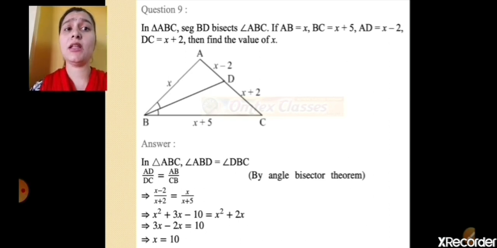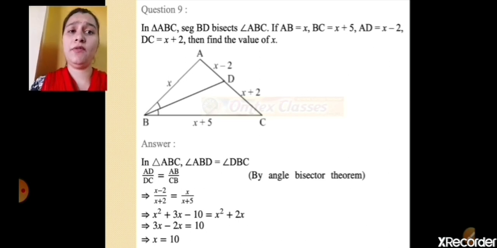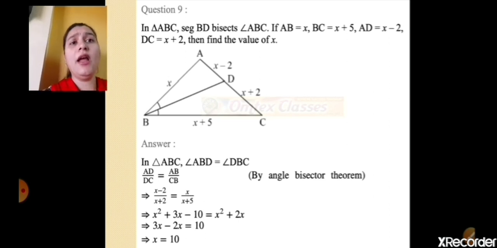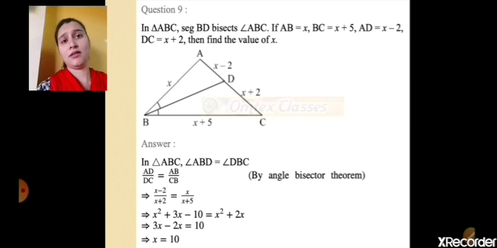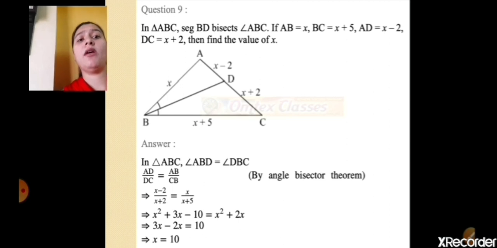You can see the values given are in binomial form. x, x minus 2, x plus 2, x plus 5. So let me go through with the question. Here again it is given as in triangle ABC, segment BD bisects angle ABC. So again when it is a bisect, it means angle ABD is equal to angle DBC. Both angles are equal. Therefore by angle bisector theorem, AD upon DC is equal to AB upon CB.